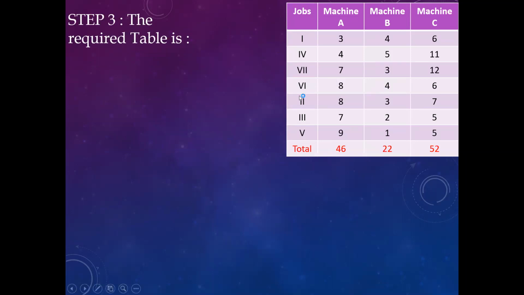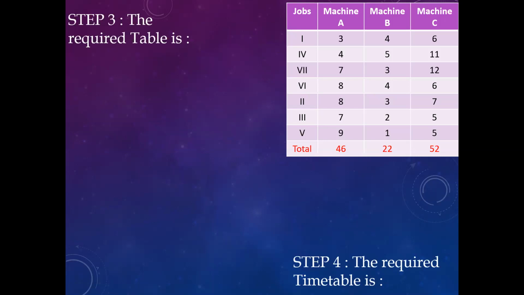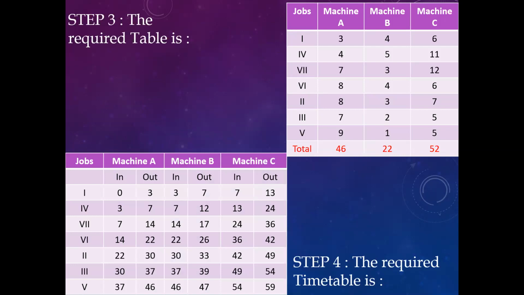So keep this thing in mind, class. Many students make this mistake and they make the table depending on 2 machines. So please, class, be a little careful when you are solving a 3 machines sum. The next step is the required timetable. So all the details I have filled from the question, and after that you have to do the totaling of all the 3 columns. The table making is the same as you have learned in 2 machines.